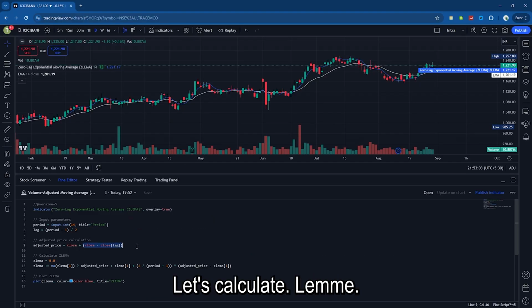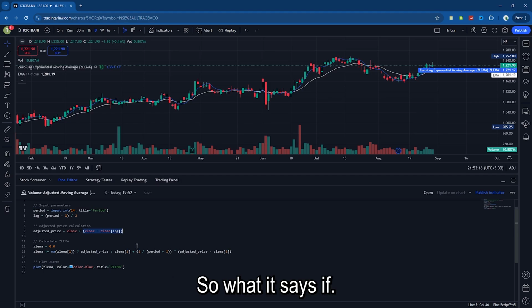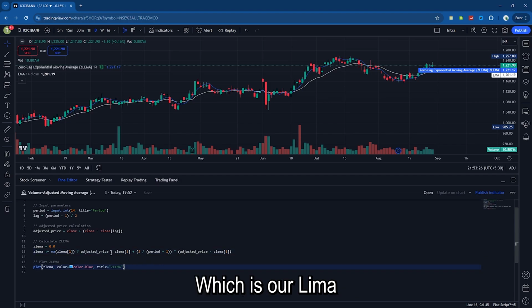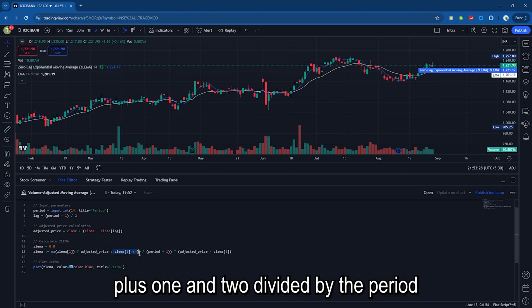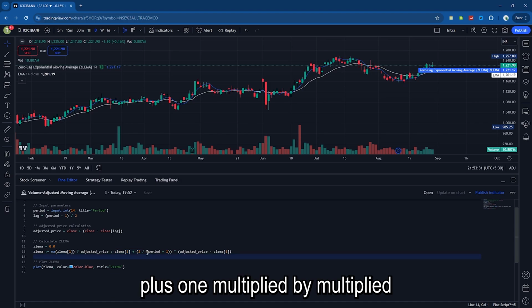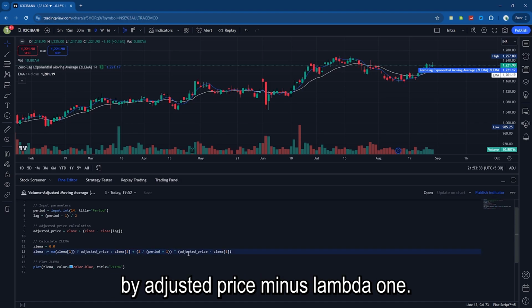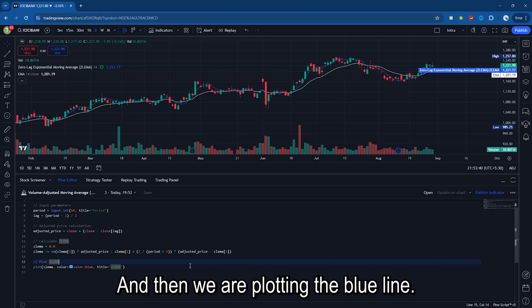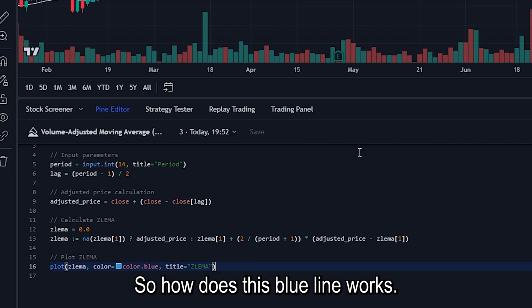Right, now let's calculate ZLEMA. It says that if the ZLEMA is not available, then it is the adjusted price; otherwise, it is the previous ZLEMA plus 2 divided by the period plus 1, multiplied by the adjusted price minus the previous ZLEMA. So this is the overall formula, and then we are plotting the blue line. So how does this blue line work?